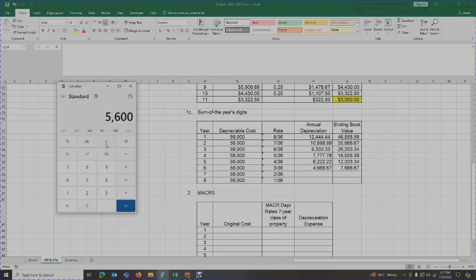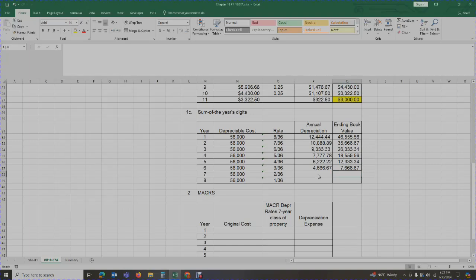We're almost done, students. We're going to get 56,000 times 2 over 36. That'll give me $3,111.11. So let's plug that in. 3,111.11. We're going to get the ending book value minus the annual depreciation, and it'll give me that.